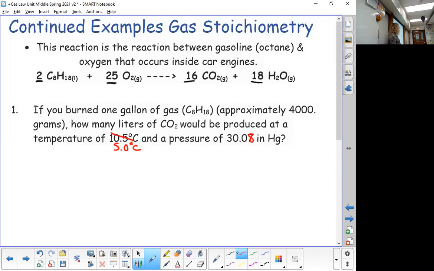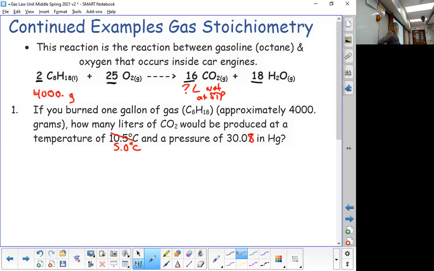Let's figure it out. We're starting with exactly 4,000 grams of octane, and we want to know how many liters, not at STP, of CO2 we're going to put out.